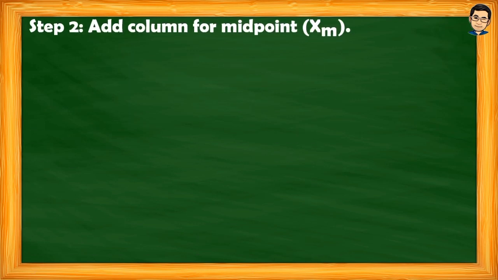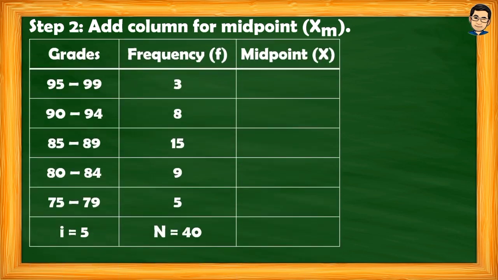So, step 2. Okay. For the second step, given na yung frequency distribution table natin. Anyway, pag hindi siya given, pwede naman natin yun i-construct. So, usually given naman agad yan, yung ating frequency distribution table. So, add column for midpoint. Okay. So, mag-add tayo ng column for midpoint. So, lista natin yung mga grades na 95 to 99 para makuha natin yung midpoint.